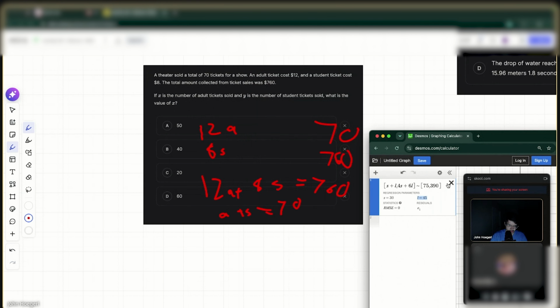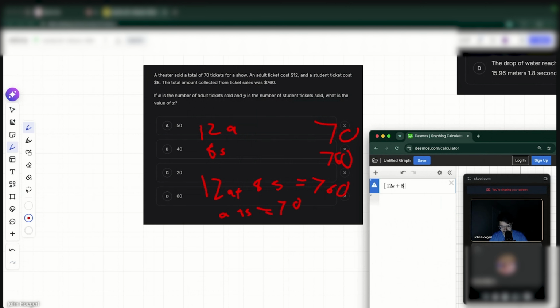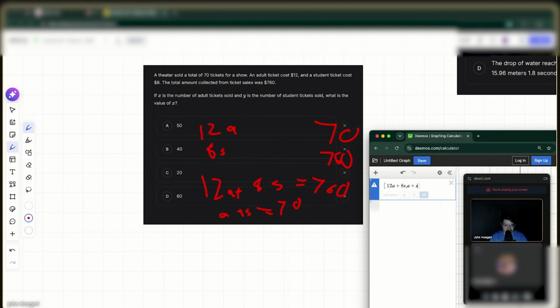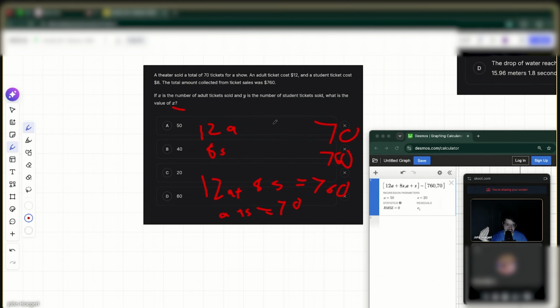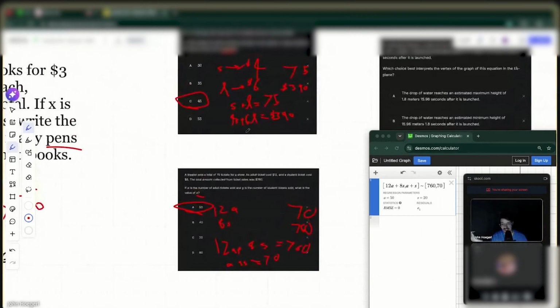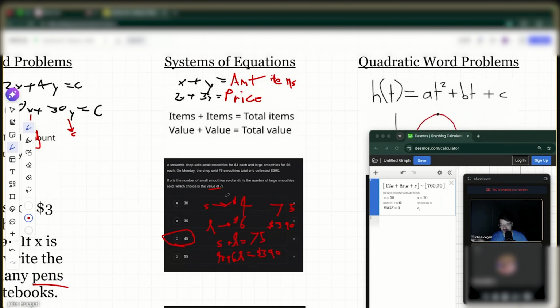I'll just solve it the simpler way there. So I'll say something like 12A plus 8S, and then A plus S, and then tilde 760, 70. Pretty simple stuff. And then the value of X. I guess they actually made it unnecessarily confusing themselves. So X would be the adults, so A would be 50. Oh yes, 50 would be the answer. Okay, so really simple stuff there. After you do a few of these, it just becomes very, very easy to figure out what is going on here.